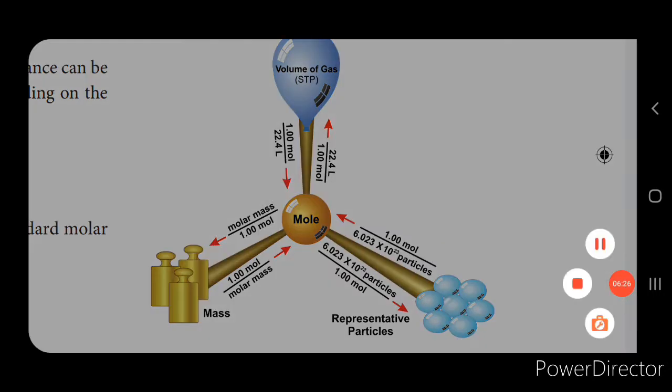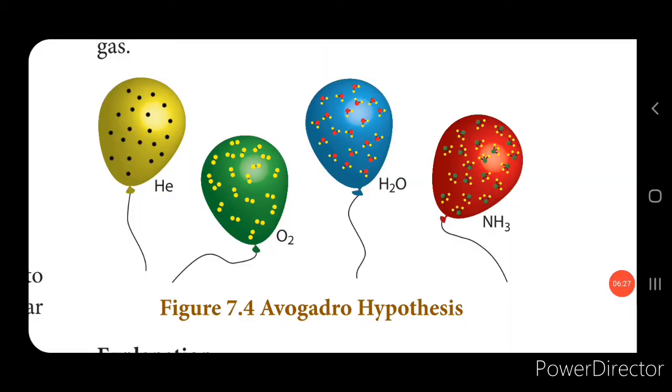Now let's see what is Avogadro's hypothesis. Now look into the picture, children. You can see a certain volume of different gases, isn't it? Helium, oxygen, water vapor, and ammonia. Now all these gases under similar conditions will contain equal number of molecules.